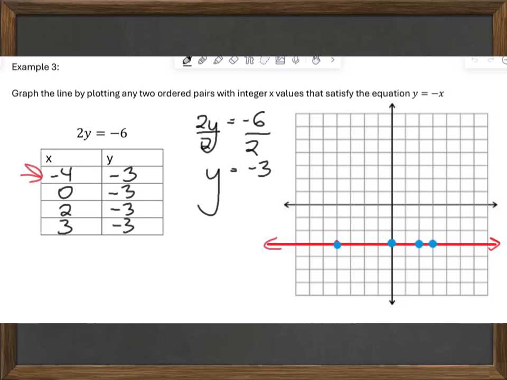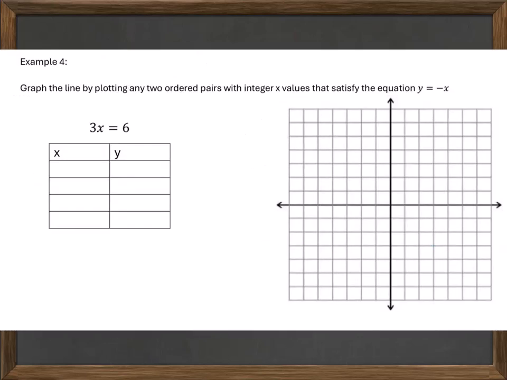So let's do one more example. Now we have the equation 3x equals 6. Once again, this is a little bit unusual for an equation. Do you see what's unusual about it? Well, the fact is there's an x represented in the equation, but there is no y value. In fact, I can solve for x by dividing both sides by 3, and I find that x is equal to 2. So I know that x is going to be 2 no matter what.